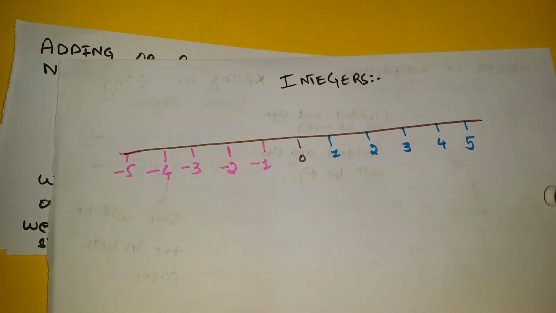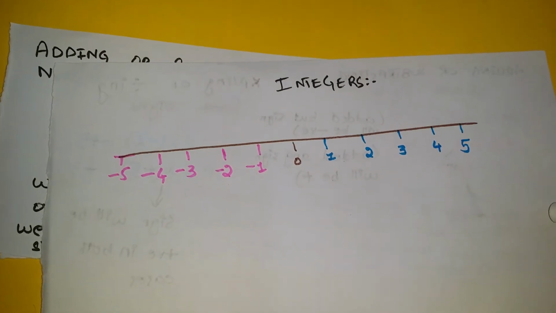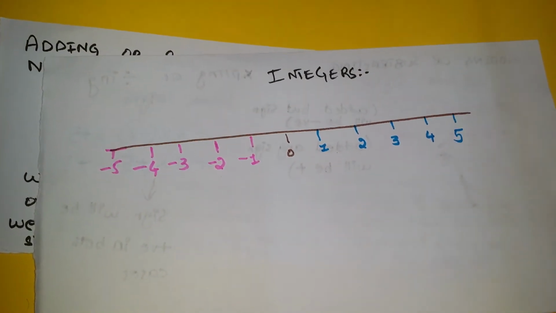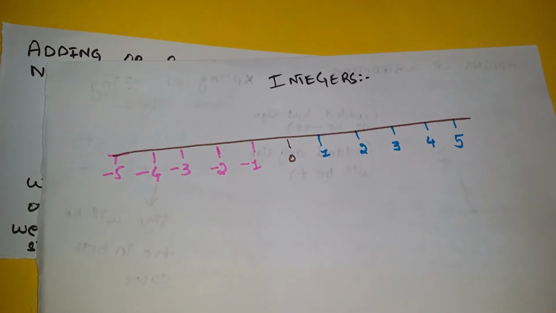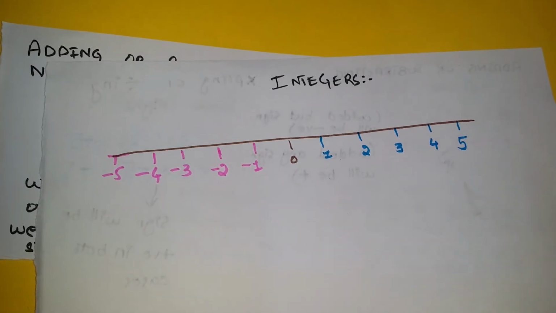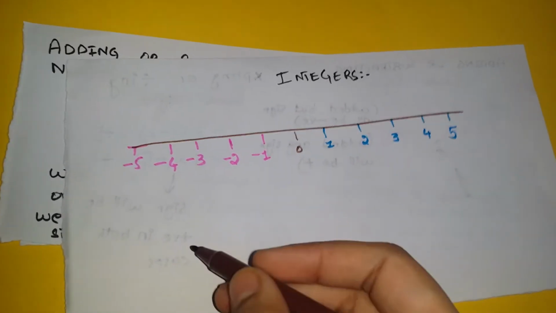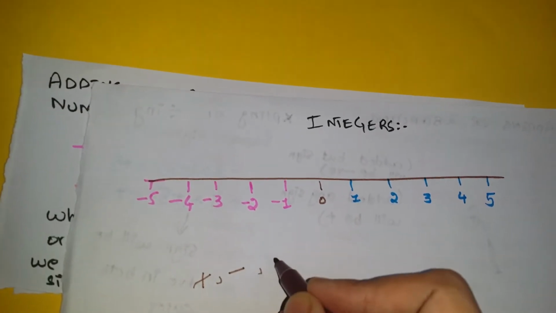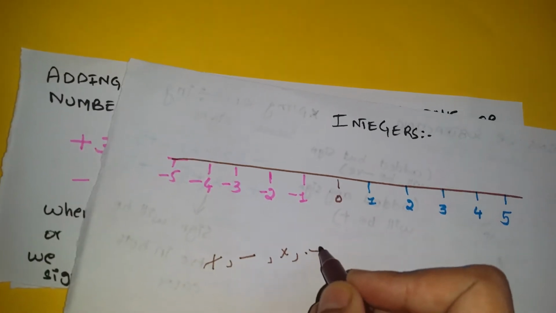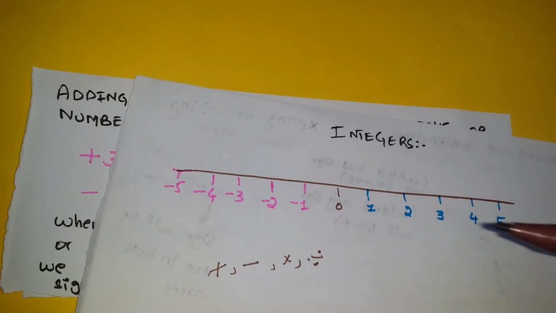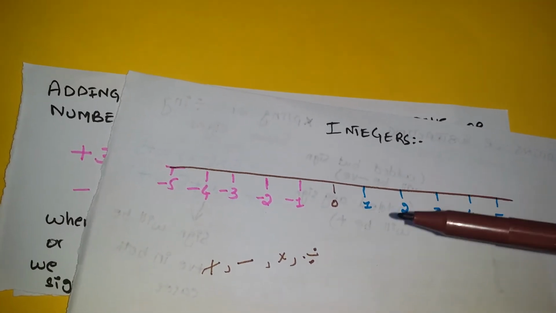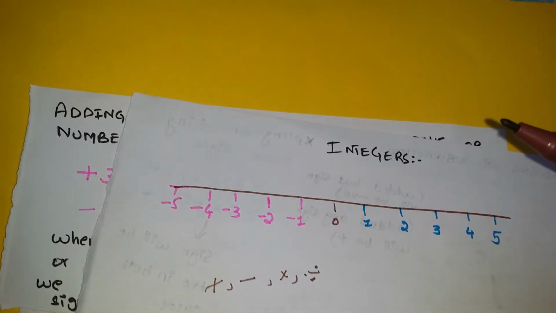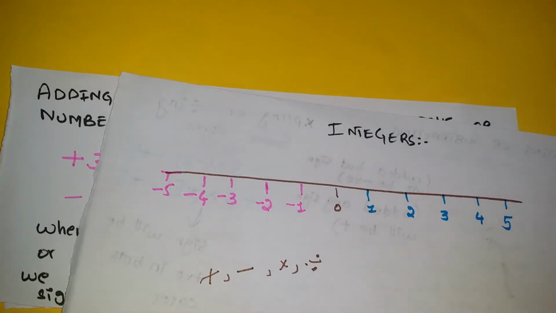Now we will learn about what operations we can apply on integers. You know what the operations are. Operands are plus, minus, multiply and divide. So if we apply these operations and solve integers, then how can we solve these numbers?